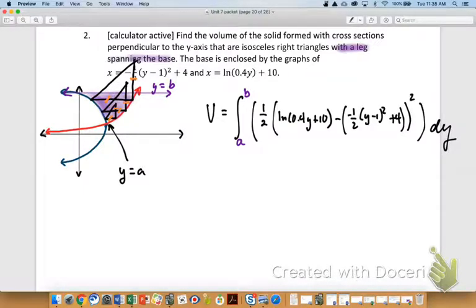You found a bunch of volumes. Basically, you found volume. And only one of you found area. That was the main issue.